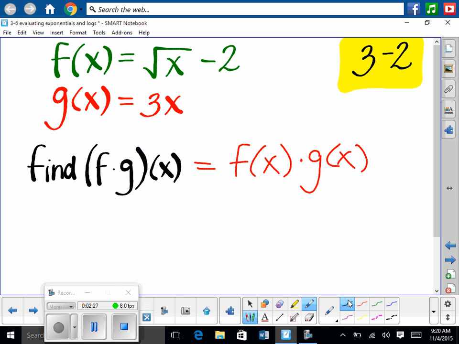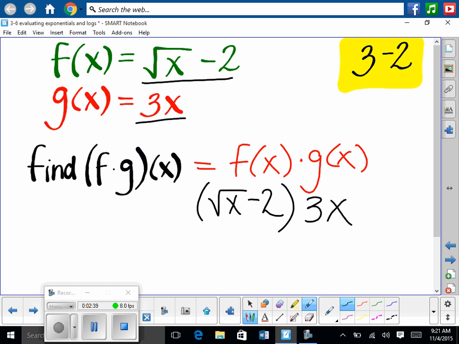So, what is f of x? The square root of x minus 2. What's g of x? 3x. So this times 3x. Now tell me from here, what are we going to do? Distribute. That's the exact word I'm looking for. So we're going to distribute. In fact, we're going to double distribute.